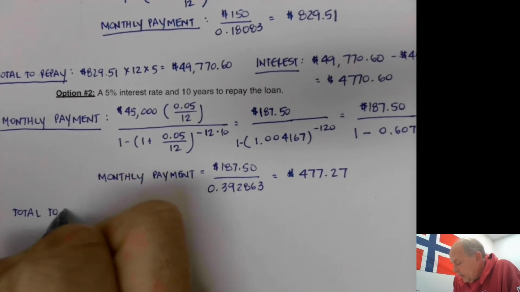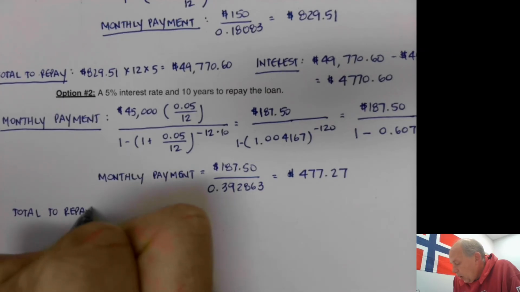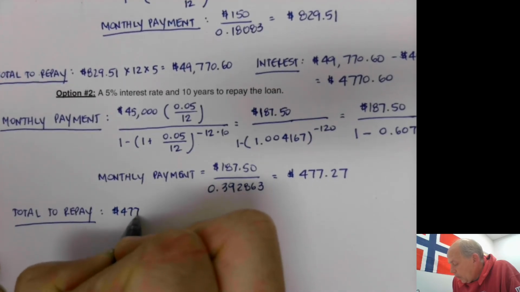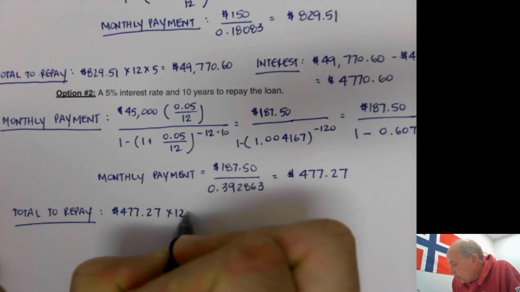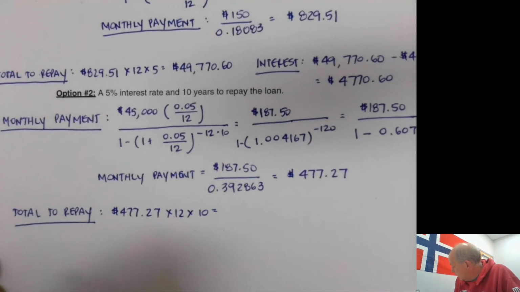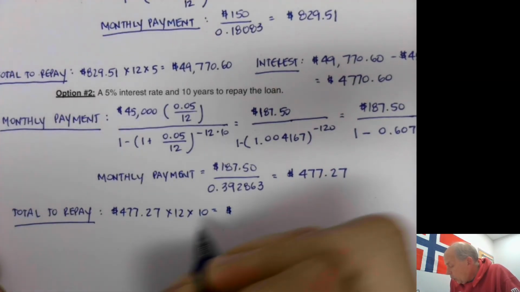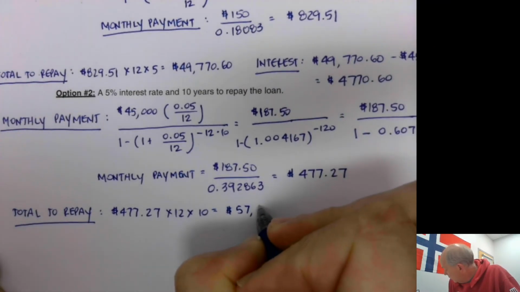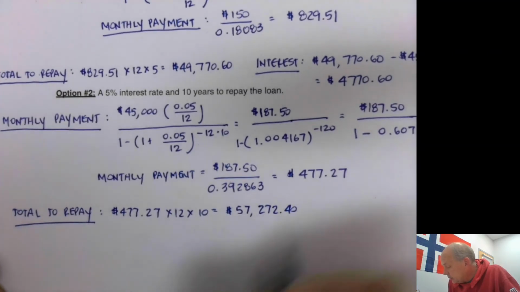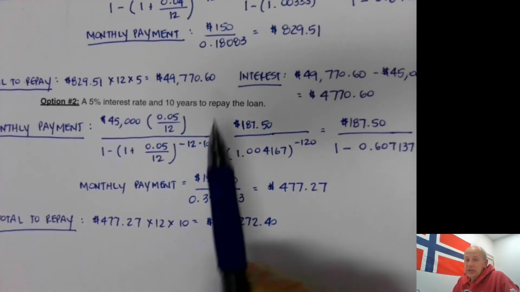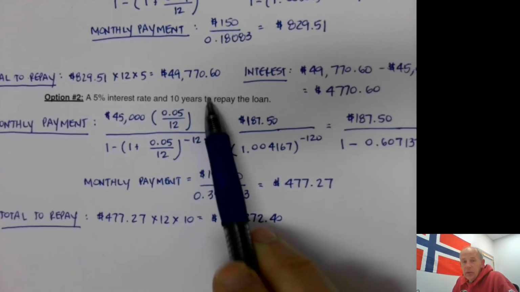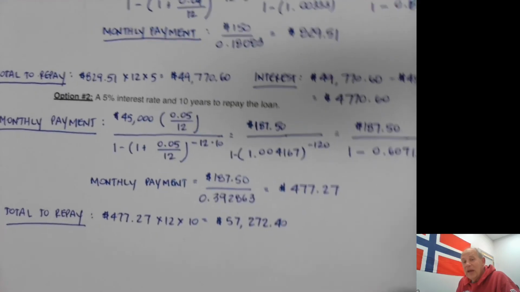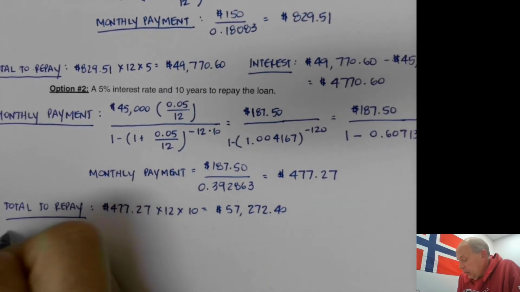Now, the total to repay on this loan, I take my monthly payment, I pay that 12 times a year, this time for 10 years. When I multiply that out, I get $57,272.40, which is higher than the 5-year payment plan. I'm borrowing the money for a longer period of time, so I'm going to have to pay back more over the life of the loan.